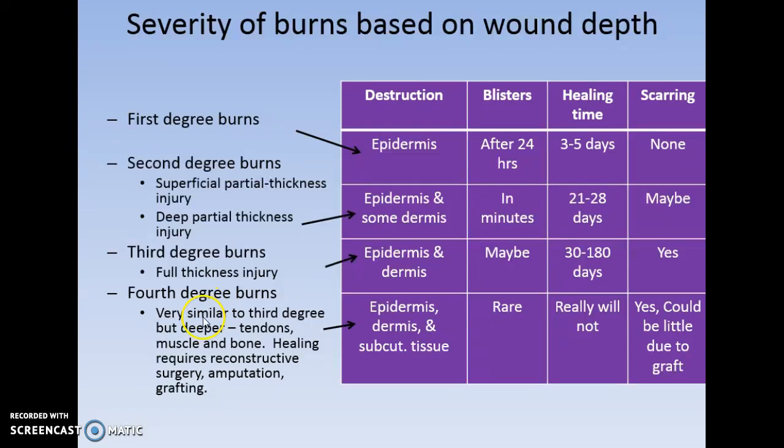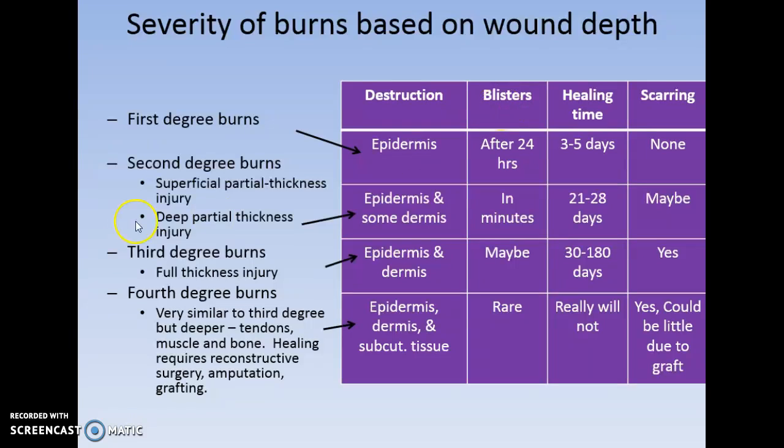Fourth degree burns are very similar to third degree, but they're going to be very deep, and they're going to destroy subcutaneous tissue. This can be tendons, muscle, and bone. And for sure, healing is going to require reconstructive surgery, possibly amputation, and grafting. So, some things to think about when you think about burn injury are, do you see blisters?